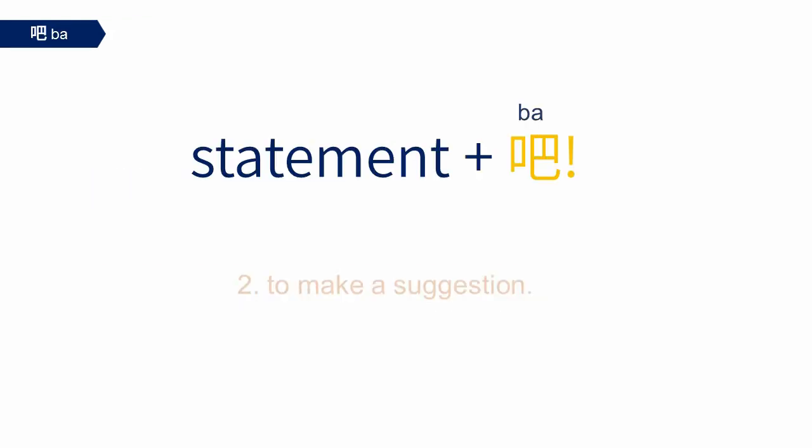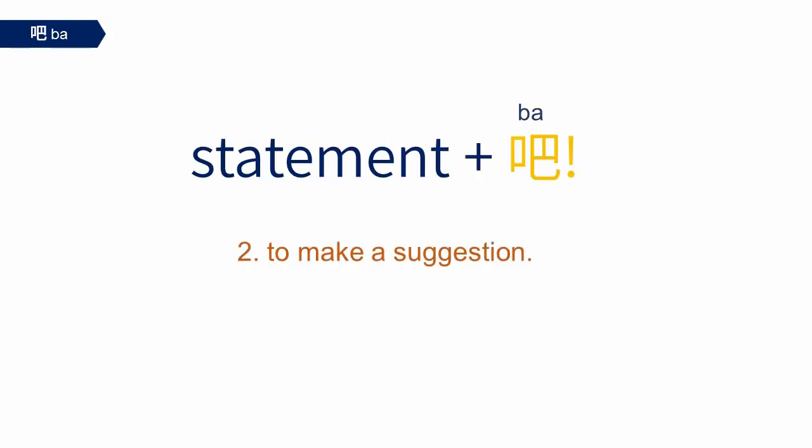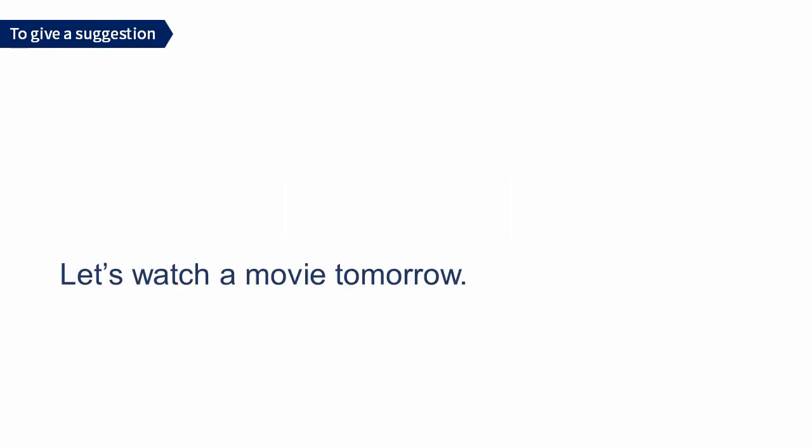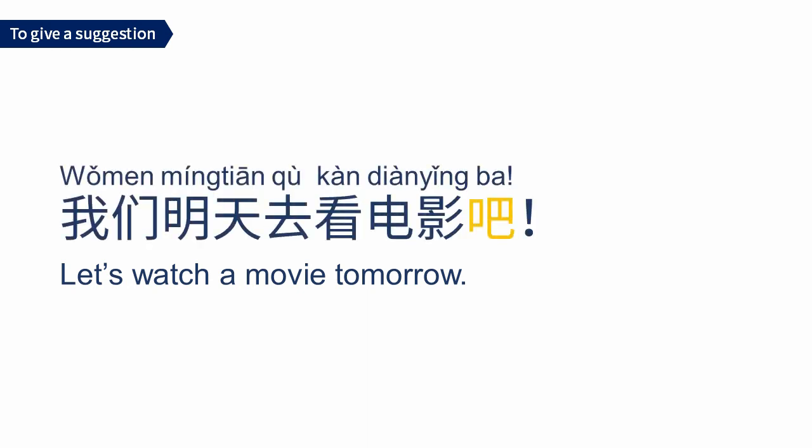Actually, 吧 can not only be used to confirm the assumption, but also can be used to make a suggestion. However, keep in mind, when we're making a suggestion with 吧, it's not a question sentence anymore. Like here, let's watch a movie tomorrow. Let's do something is a typical word used to offer or make suggestions. In Chinese, we can use 吧, so it's 我们明天去看电影吧.